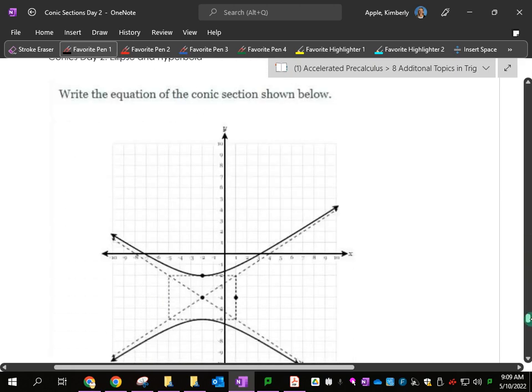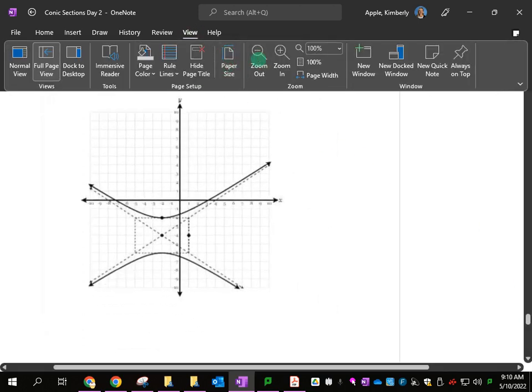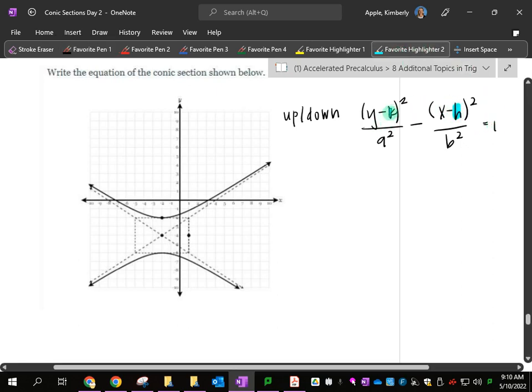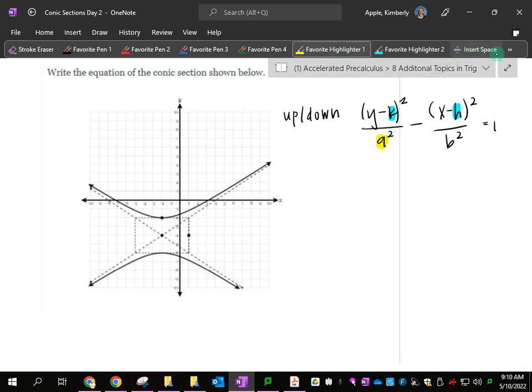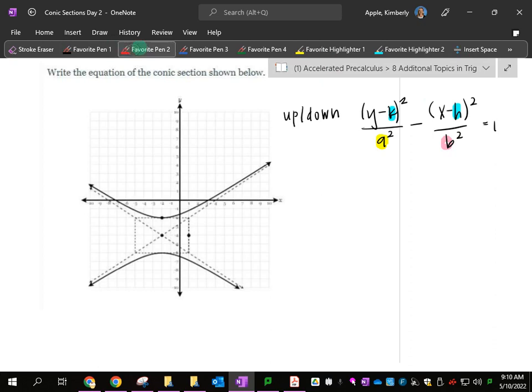All right. Writing the equation of this, well, we really only need the center and A and B to know which one, right? This is an up, down, open. So, you'll come write y minus k squared over a squared. This is the general form. x minus h squared over b squared. And really all you need is h and k, a and b. And if you can get those things, then you're kind of done.